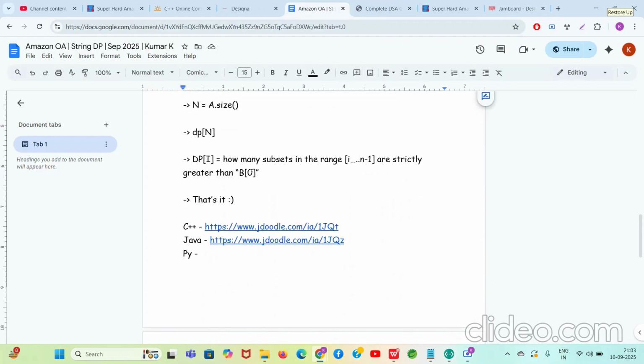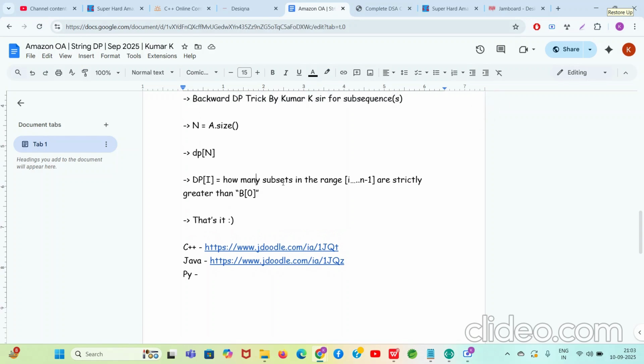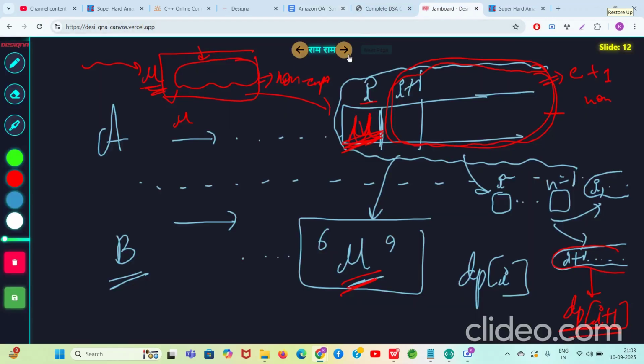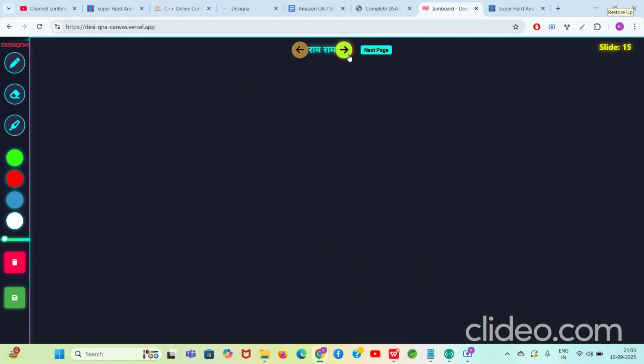I know it's very complicated. So dp of I will just mean how many subsets in the range I to N minus 1 are strictly greater than B of 0, like I have discussed in previous multiple dynamic programming videos.